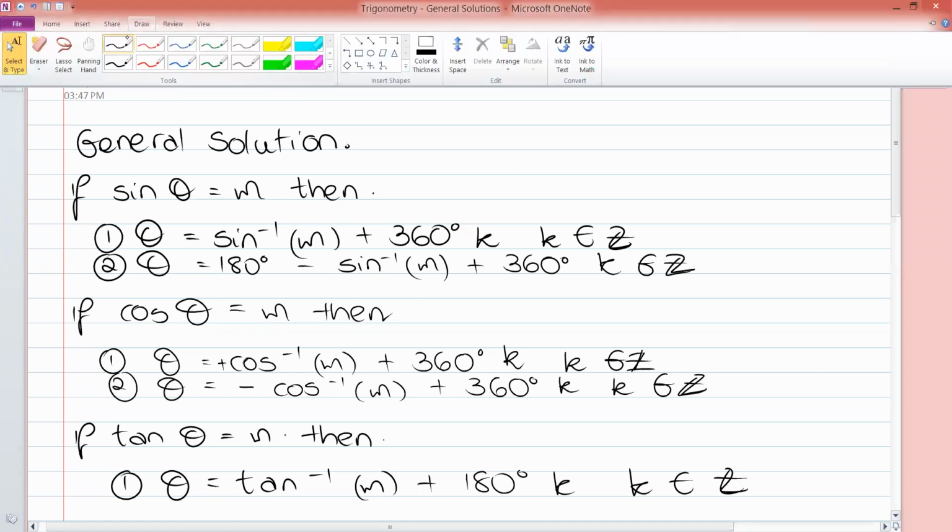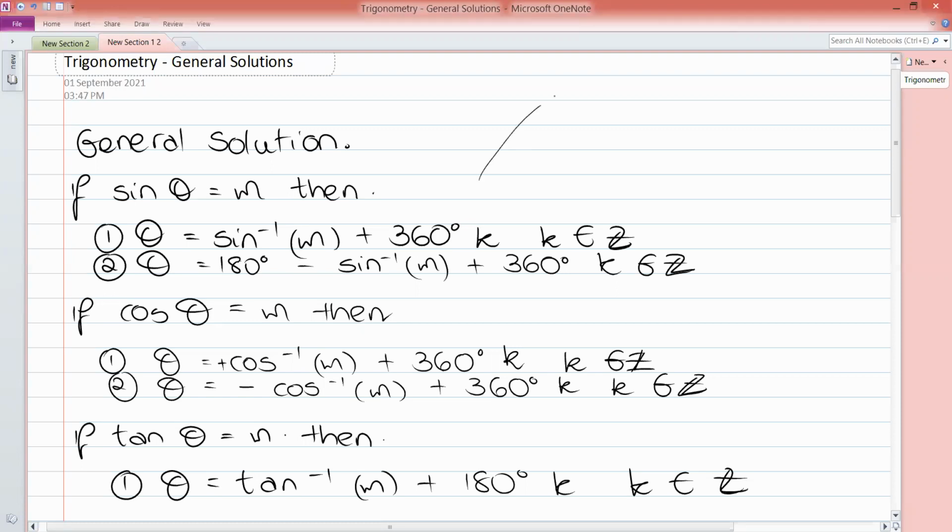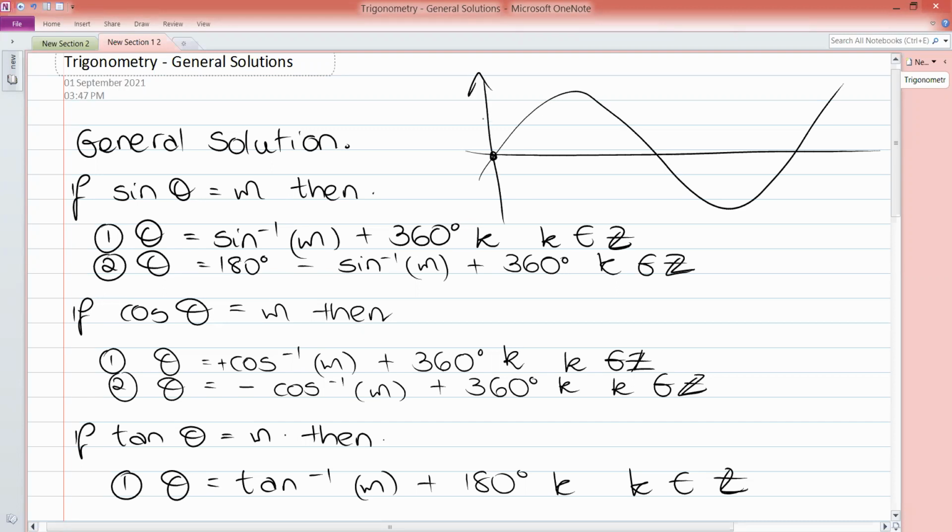Sorry, I just want to sketch it quickly. So your sine graph looks like that, right? So let's say they want you to solve sine theta is equal to a half. A half would be somewhere there. Now, if I go and do this, look at how many solutions you're going to get between 0 and 360, right?